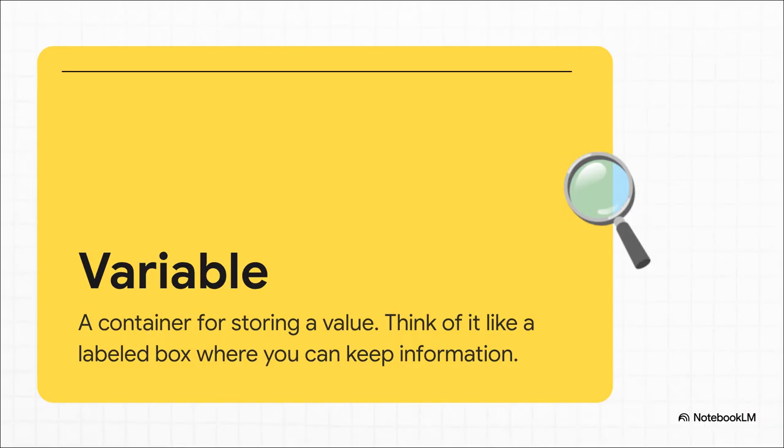A variable is just a fancy name for a container. Seriously, the labeled box analogy is perfect. Imagine we get a box, slap a label on it that says students, and then we put the number 30 inside. From now on, anytime our program needs to know how many students there are, it just looks for that students box. Simple as that.